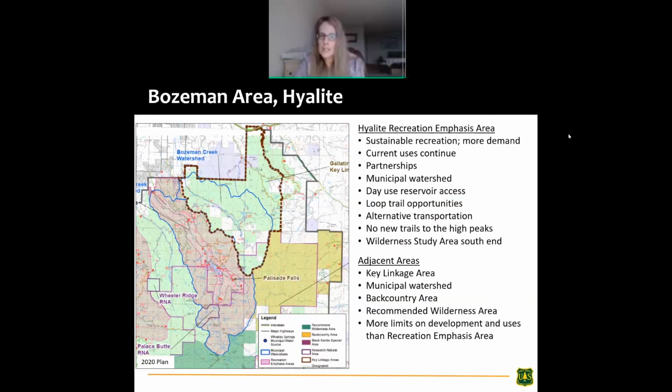Some of the areas we'd want to emphasize in the future is more day use along the reservoir. That's pretty prime real estate. So increasing day use, loop trail opportunities, exploring if there are any opportunities for alternative transportation. And one of the few limitations in a recreation emphasis area in this one would be no new trails to the high peaks at the south end of the watershed.